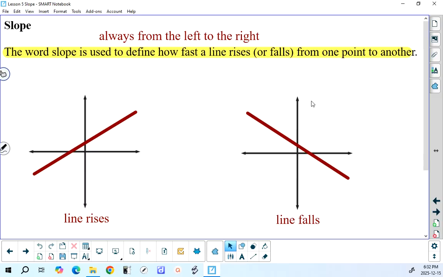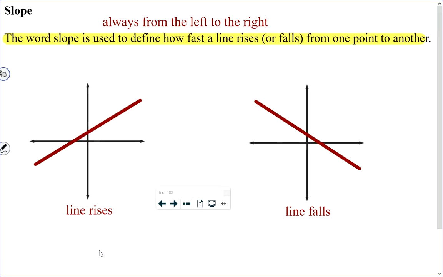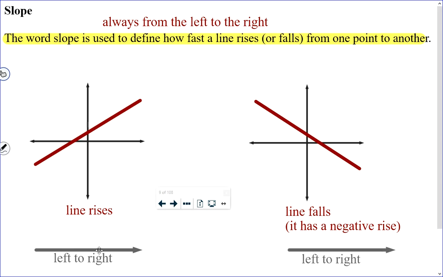On the other hand, if you were walking from left to right on this line or on this hill, the line falls. And what we do in high school math is we say that that is a rise that's negative. So the line on the left is rising in a positive way, and the line on the right has a negative rise, which means it's not actually rising, it's going down. Always from left to right, with the first line the line goes up, and with the second line the line goes down.